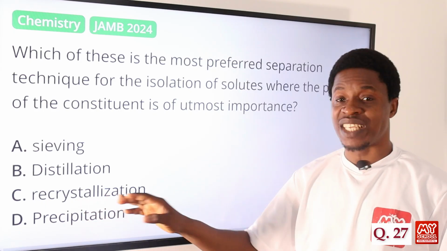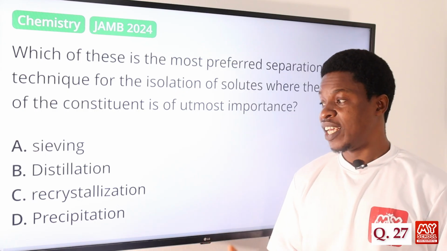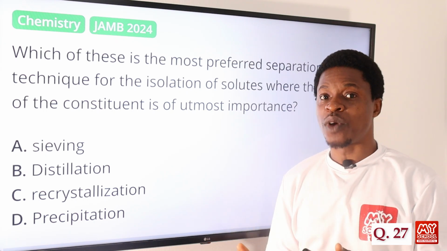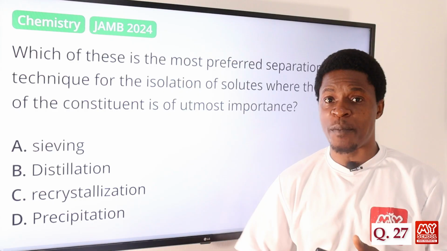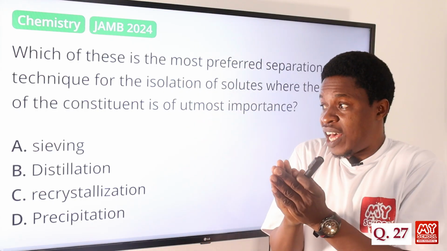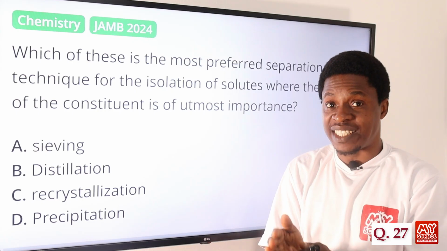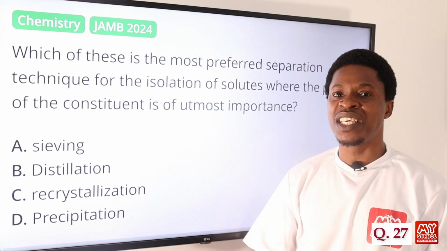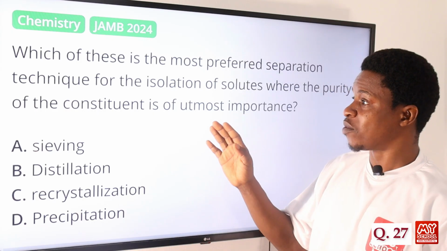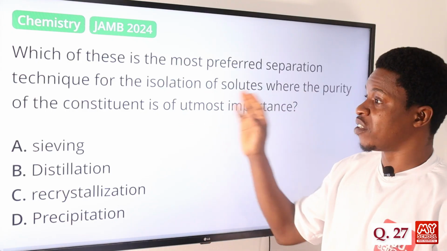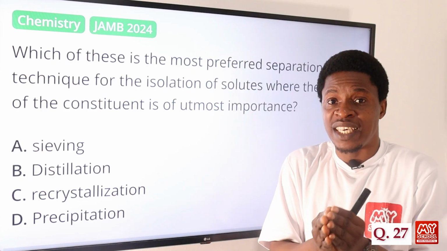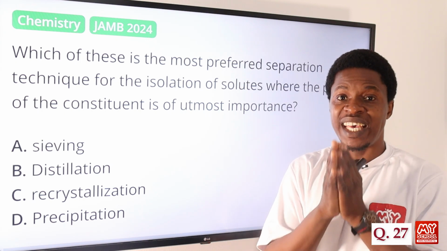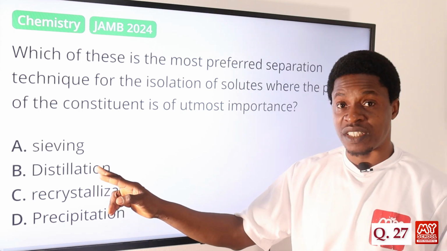So recrystallization is another process that has to do with heating also. The solute, that's the salt, is already dissolved in the solution. As we apply heat, what happens? The solvent will vaporize and leave the solute, that's the salt, behind. When you have that, it is recrystallized, it is heated again, and that will give you a pure substance. In fact, when we are talking about the isolation of solutes where the purity of the constituent is of utmost importance, all the components of the mixture will be gotten very pure. The level of purity is very great.